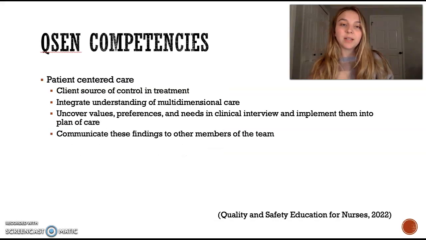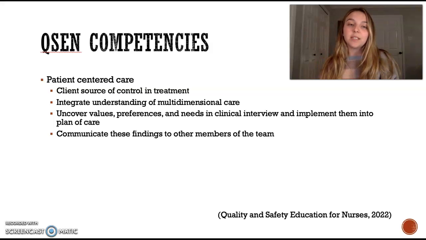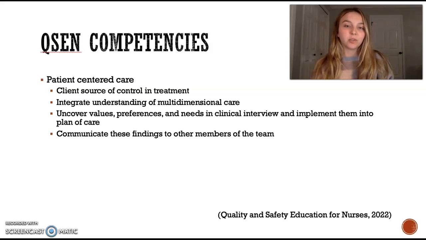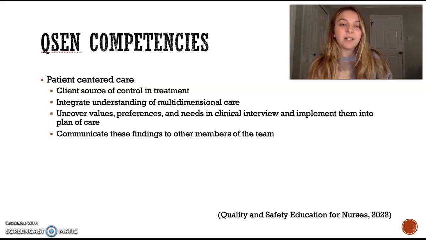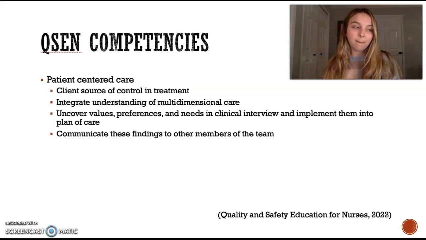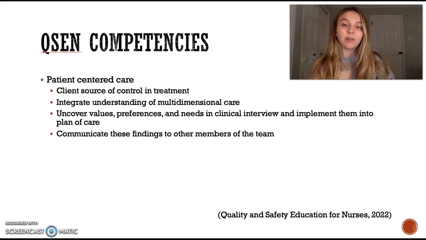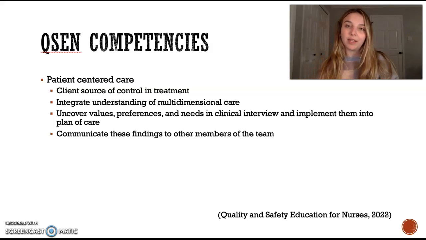When we look at the cues and competencies, patient-centered care is really profound here. We need to remember that the client is a source of control in the treatment. We need to integrate understanding of multidimensional care. This is going to include the beliefs of the patient, their family members, and different members of the community. We need to uncover values, preferences, and needs in a clinical interview and implement them into the plan of care.